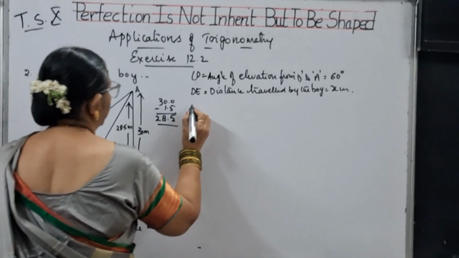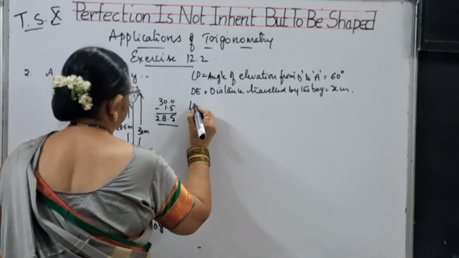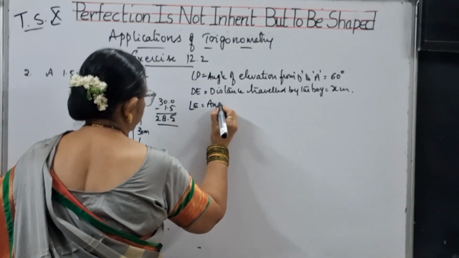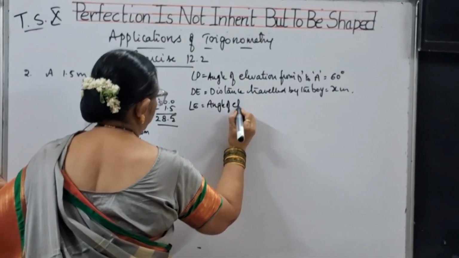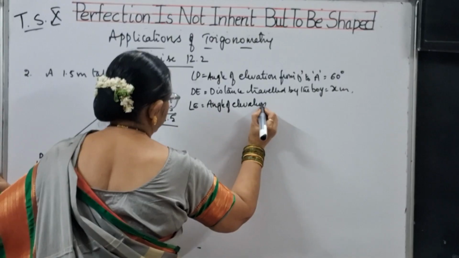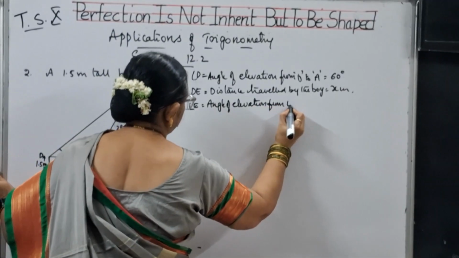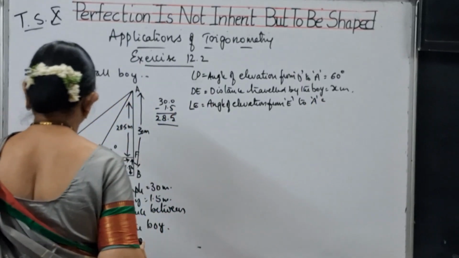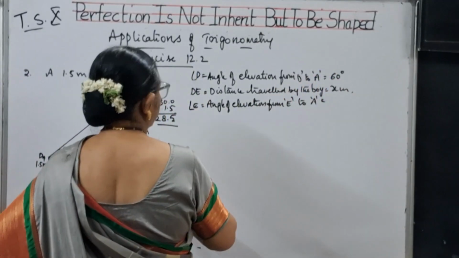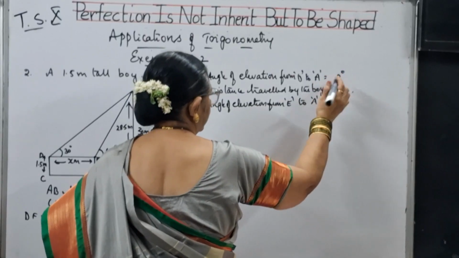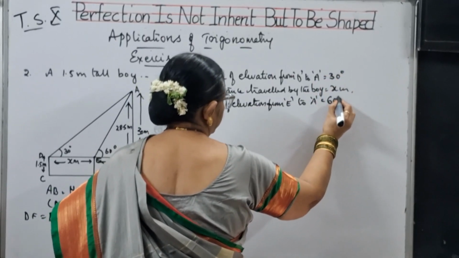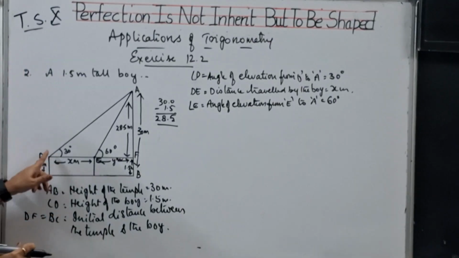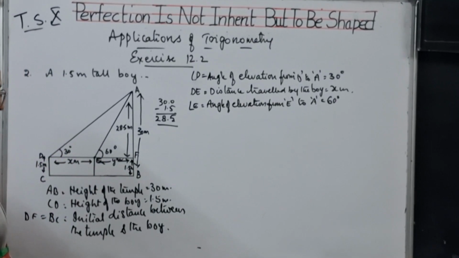Okay. Angle E is the angle of elevation from E to A. Sorry, children, angle D is 30 degrees and angle E to A is 60 degrees. Now we need to find out what X is.